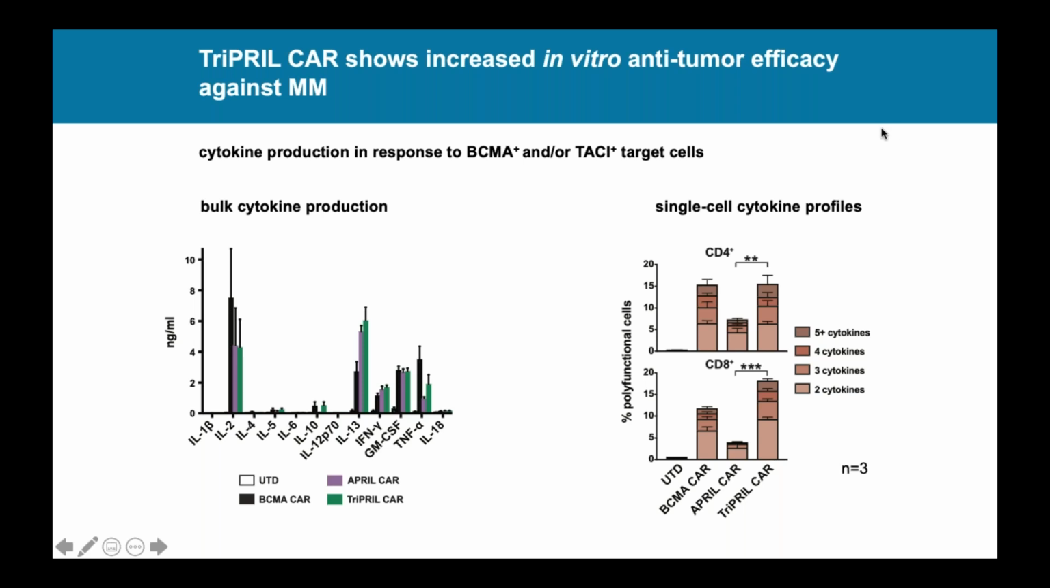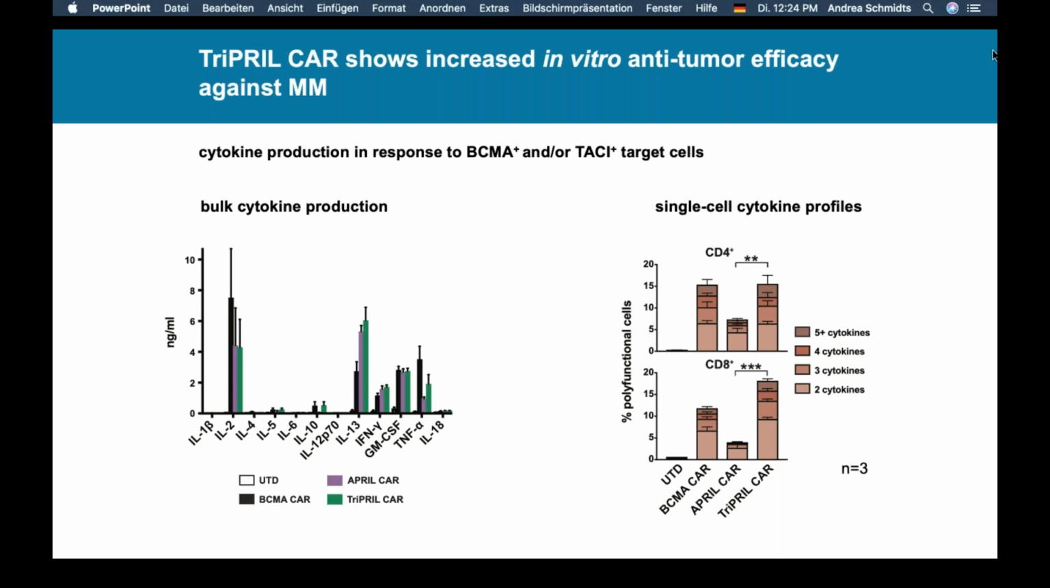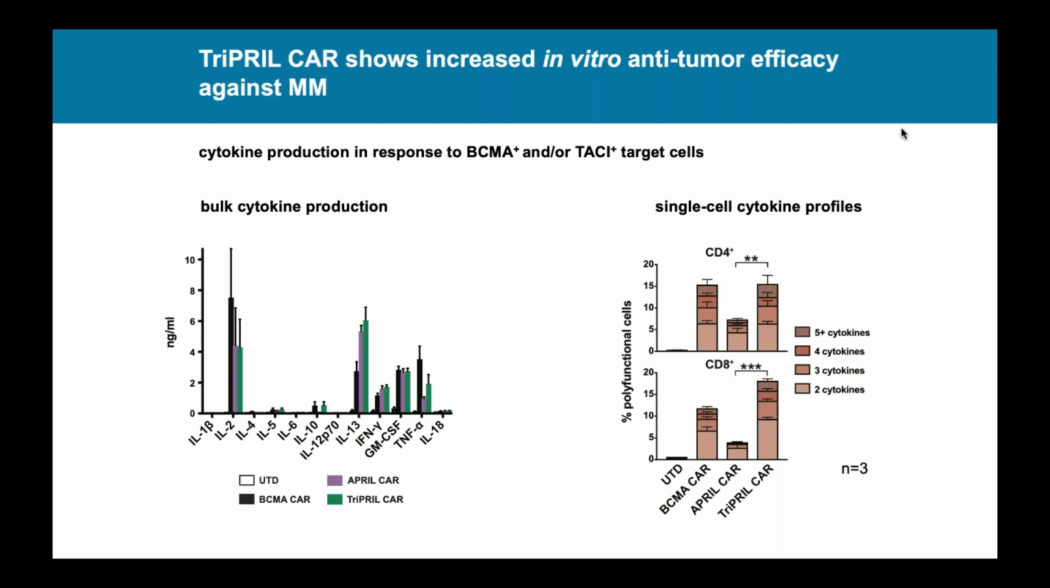For the CD4 compartment, we noticed that BCMA CAR Ts and TRIPRO CAR Ts had a higher content of polyfunctional T cells than the APRIL CAR Ts. And this difference was even more pronounced for the CD4 positive compartment, where the TRIPRO CAR Ts had the highest proportion of polyfunctional T cells.